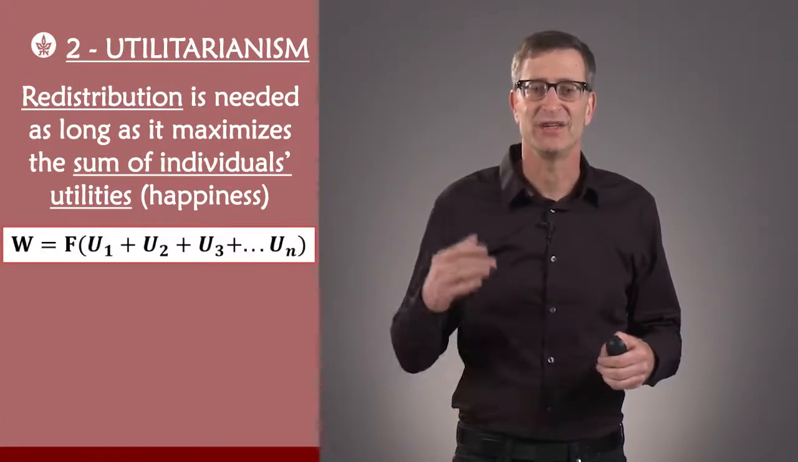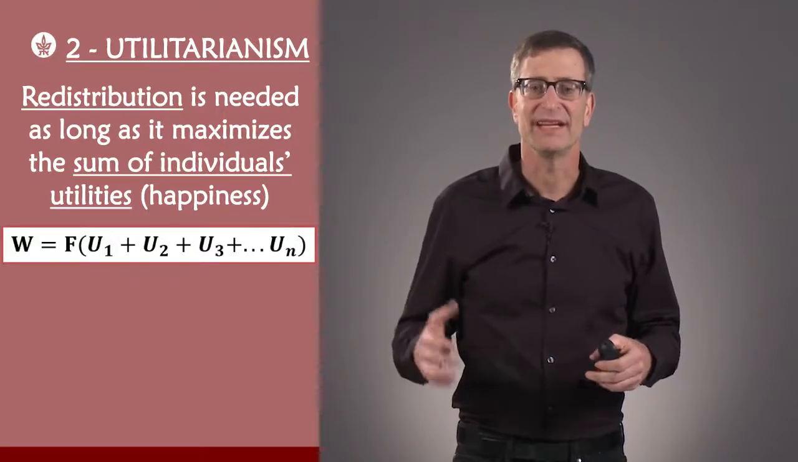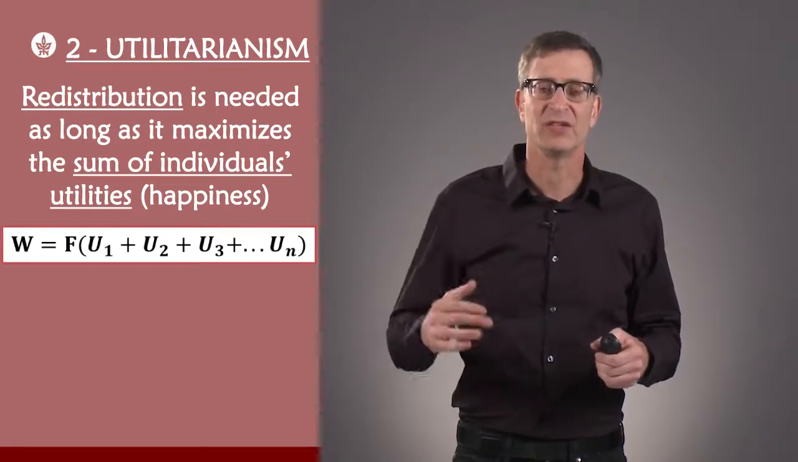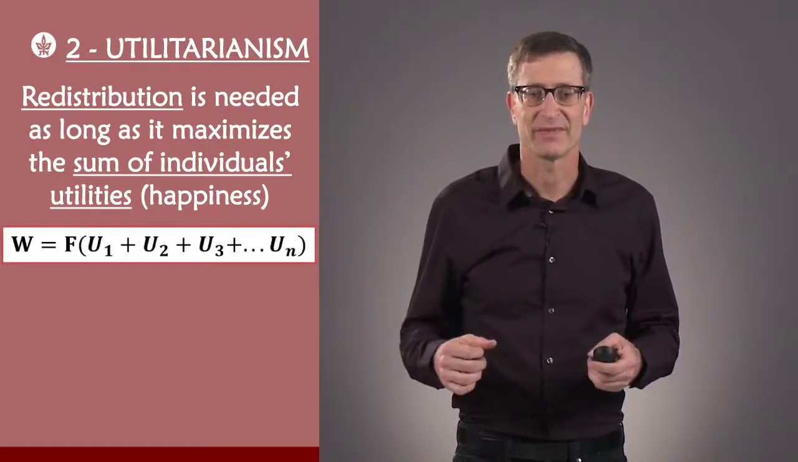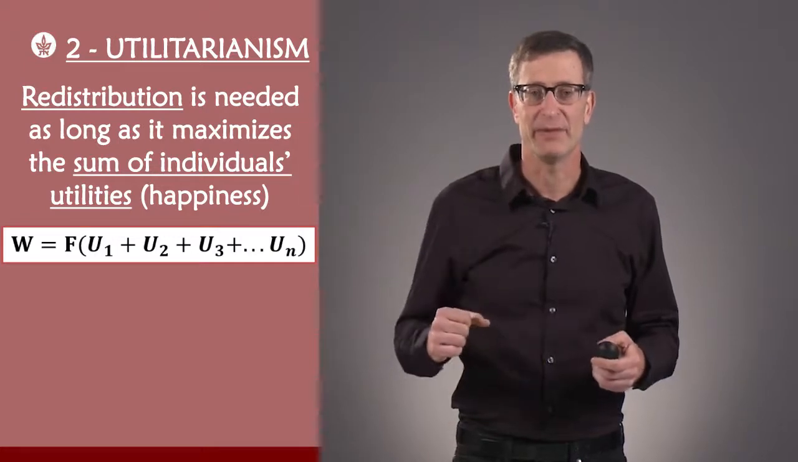Second is utilitarianism. Under this category, redistribution is needed as long as it maximizes the sum of individuals' utilities, or happiness, as we say in this course. Utilitarianism is based on the following thought experiment. Imagine that you are in an original position, which means that you are asked to choose the social welfare function for the society you are going to be a member of.